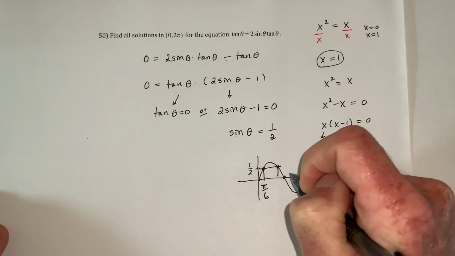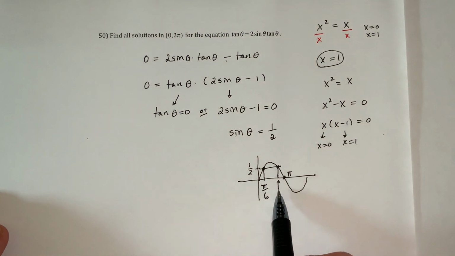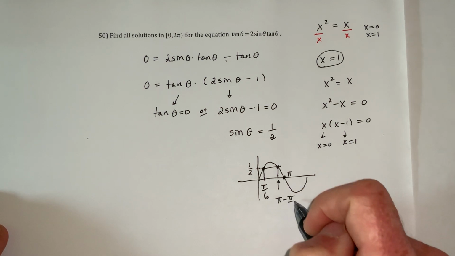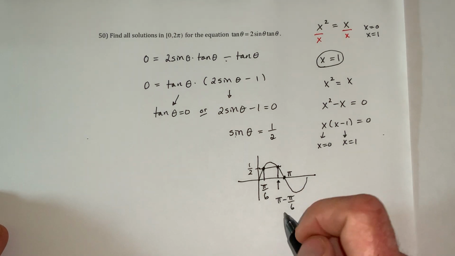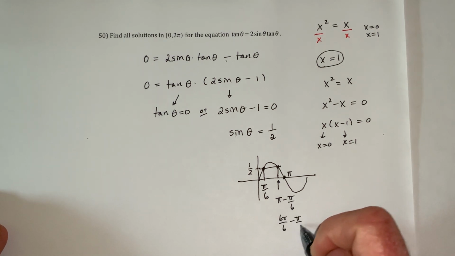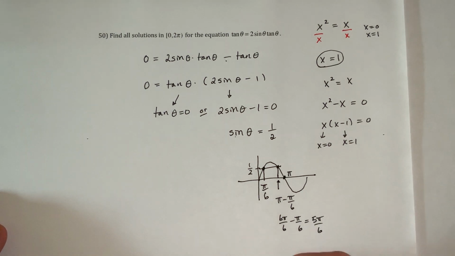And the second solution is just to the left of pi. So that will be pi minus pi over 6. Or in other words, 6 pi over 6 minus 1 pi over 6 equals 5 pi over 6. So theta equals pi over 6 is one solution. Theta equals 5 pi over 6. There's 2 of the solutions.